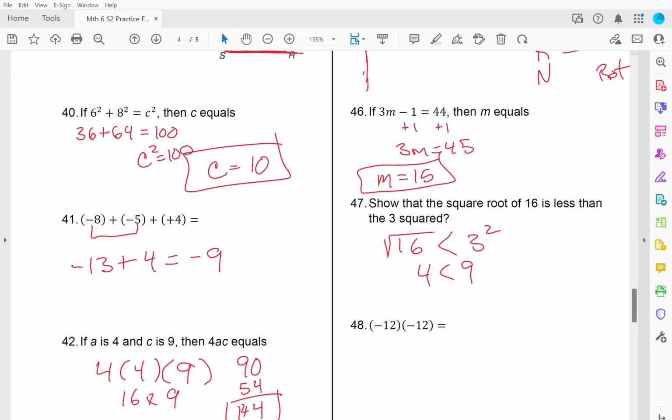Negative 12 times negative 12. When we multiply or divide numbers, we have the following rules. Same sign, positive answer. So we have 2 negatives here, which means we're going to have a positive answer. If we had different signs, we would have a negative answer. But same sign, positive answer. So 12 times 12 is 144. Even though they're negatives, my answer is positive.